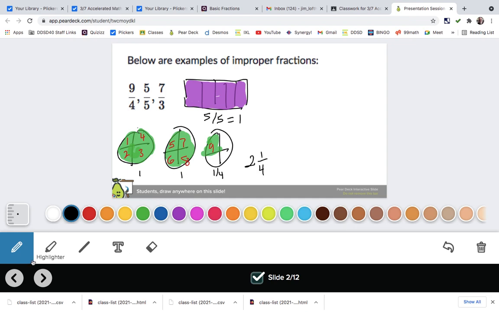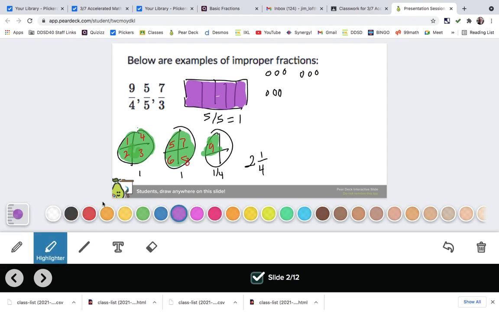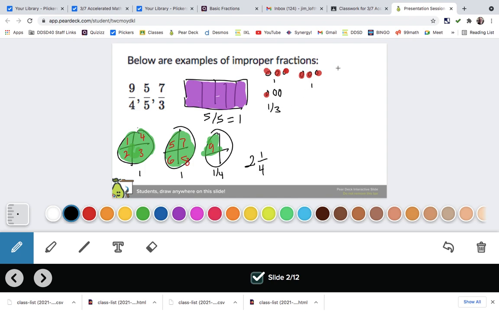And then 7/3 could look like this. We did this one a little differently. I did it anyway. You can do it in a different way, but that's 1. That's 2. And then we'll see how many I need in order to get my 7/3. So let's see, let's go with red. Okay, so that's 1/3, 2/3, 3/3, 4/3, 5/3, 6/3, and 7/3. So this right here is 1, that's another 1, and that's 1/3. So that's 2 and 1/3.